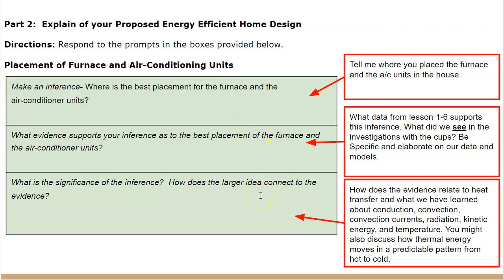And the last one is the significance of the inference. How did the larger idea connect to the evidence? In other words, what did you learn about conduction, convection, radiation, convection currents that helped you decide where to place the AC unit and where to place the furnace? Because there is information that you learned about conduction, convection, and radiation and how heat moves that should tell you there is a very good place to put the AC unit and the furnace. So that's how you do that first part.